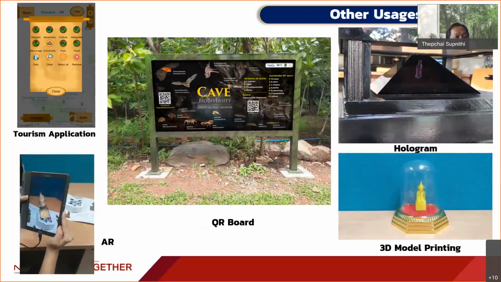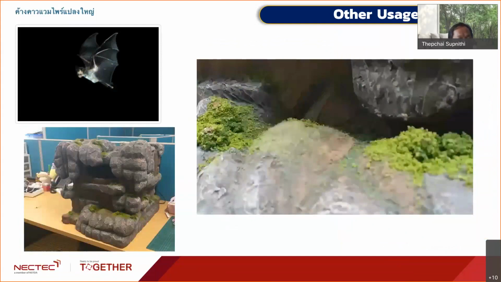And other users is something like we can provide this one, and there are some groups that try to develop some kind of tourism application. Some groups try to make use of them by developing AR objects, and they use them to develop QR boards, and make use of them by developing holograms and 3D model printing. And this is also some kind of making use of them to develop the hologram.